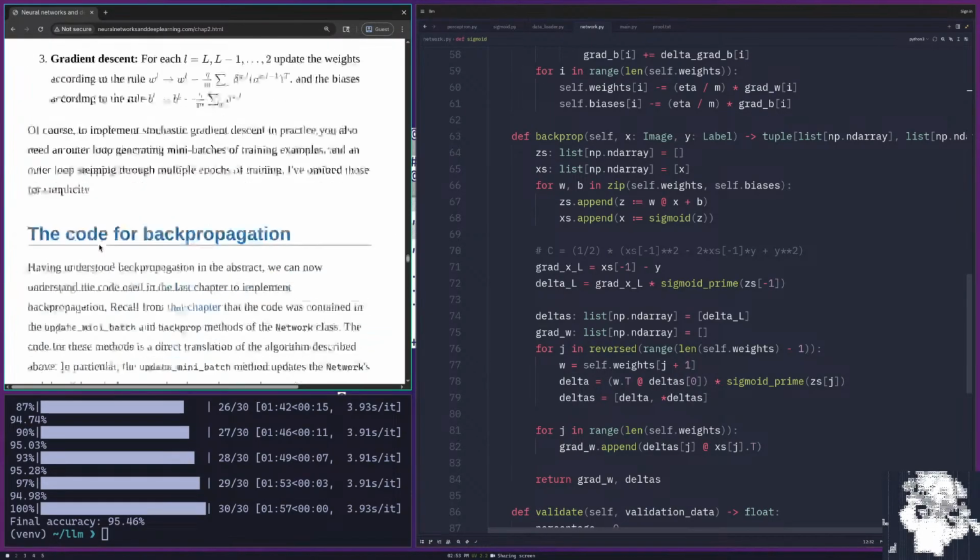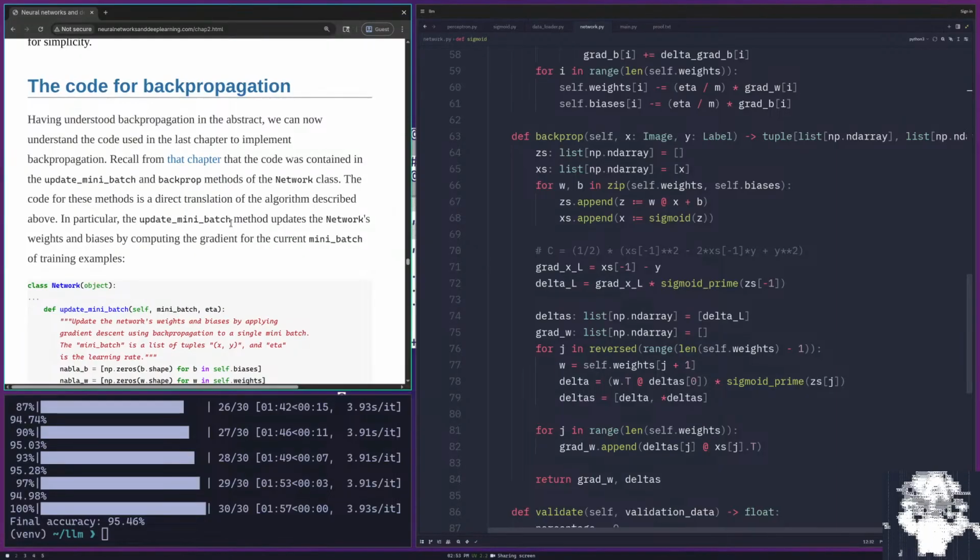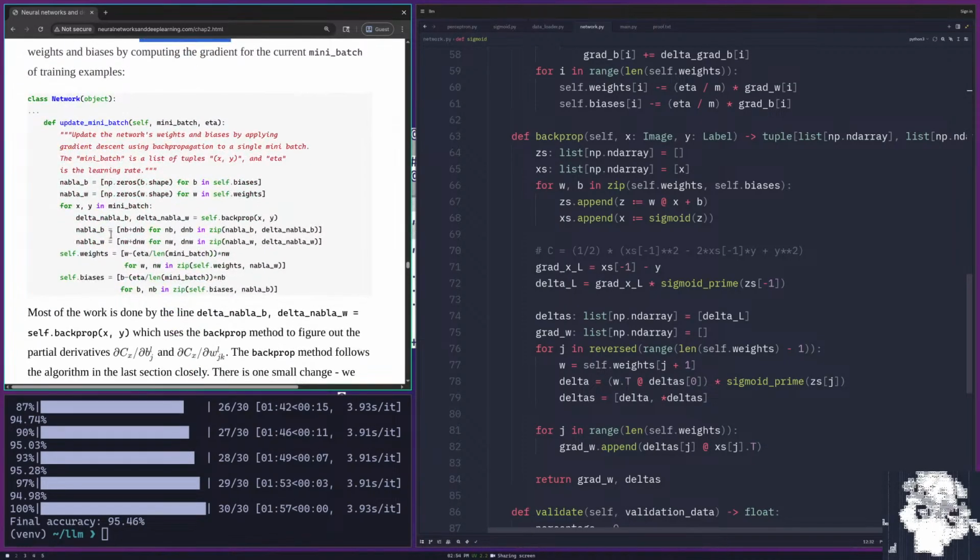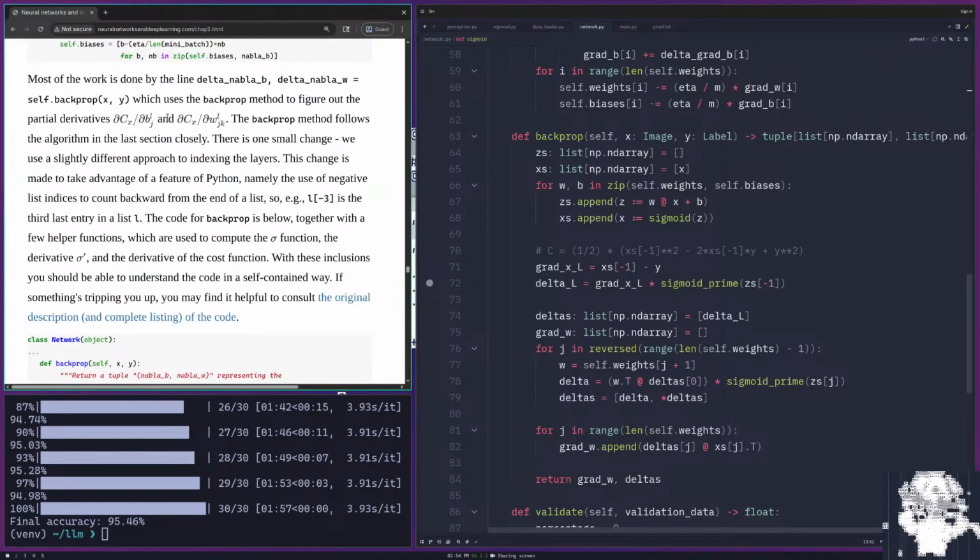I've omitted those for simplicity. The code for backpropagation. Having understood backpropagation in the abstract, we can now understand the code used in the last chapter to implement backpropagation. Recall from that chapter that the code was contained in the update_mini_batch and backprop methods of the Network class. The code for these methods is a direct translation of the algorithm described above. In particular, the update_mini_batch method updates the network's weights and biases by computing the gradient for the current mini batch of training examples. So we've already gone through this version and our version a few times. Most of the work is done by the line self.backprop, which uses the backprop method to figure out the partial derivatives of C with respect to b and C with respect to w.